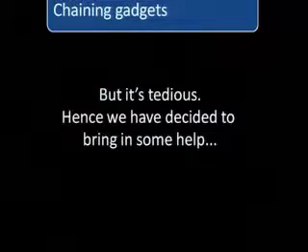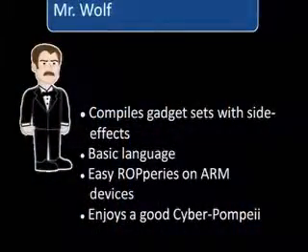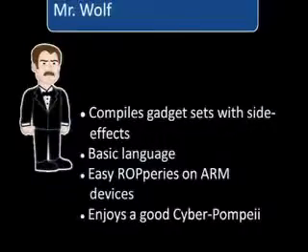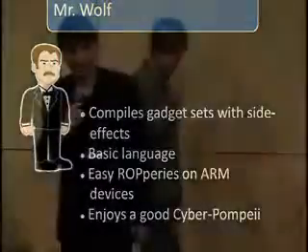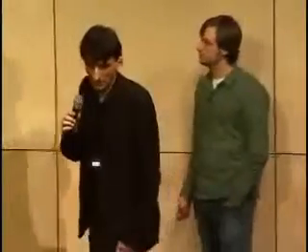So we decided it's time to automate this, and we brought in some help. This help we call Mr. Wolf. Mr. Wolf is our compiler. It allows you to compile the binary payload from a description of your payload together with a gadget set that has side effects. It's a very basic language, assembly-like, as was mentioned before, so don't expect a C compiler here. You could totally do something like that, but who needs that, right?